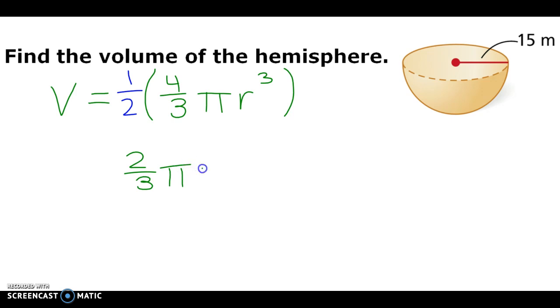So this isn't a formula on your sheet. Your blue sheet doesn't have hemisphere. So just remember, what's hemisphere? Yeah, so you could even find the whole volume and then just do what to it? Yeah, so or you can, it's the same thing. So it's not on your blue sheet, just you have to be aware of that.